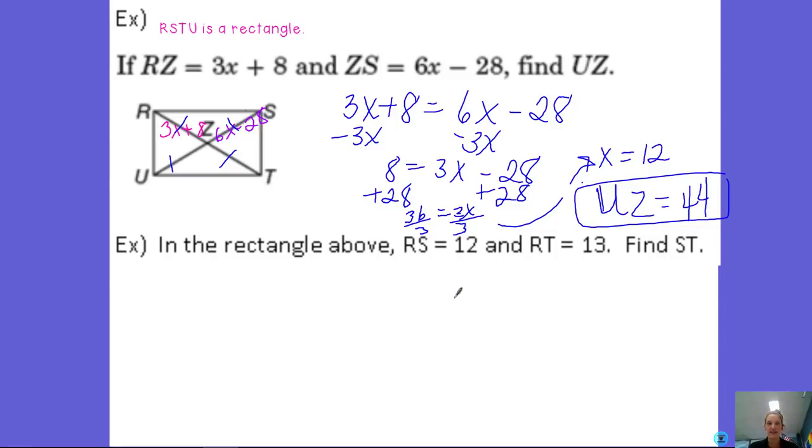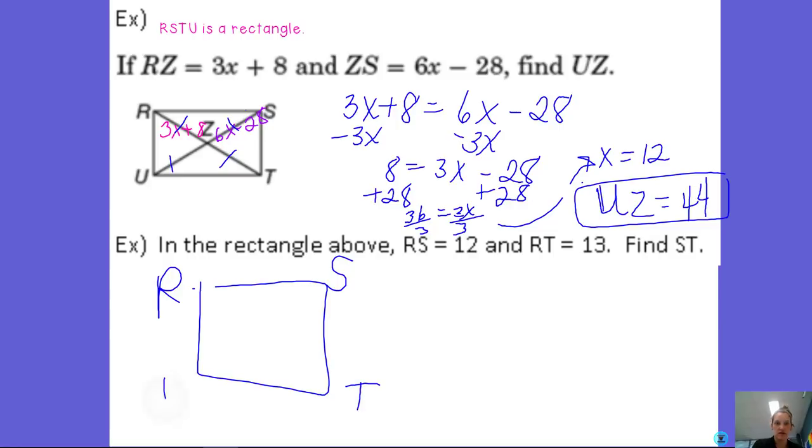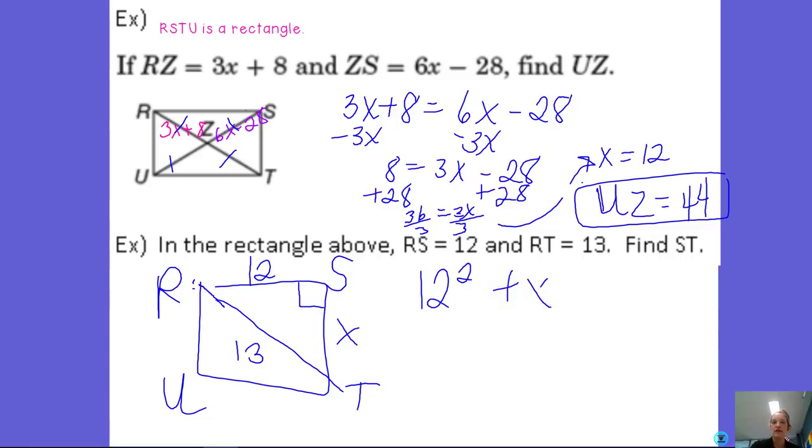Cool. Okay, so in the rectangle above, RS is 12, RT is 13. So I'm going to redraw this rectangle. RS is 12, RT, which is the diagonal, is 13. It says find ST. Well, we know that the angles in a rectangle are right angles. So, oh my gosh, I have a little right triangle. I can use the Pythagorean theorem, a squared plus b squared equals c squared: 12 squared plus x squared equals my hypotenuse, which is 13 squared.